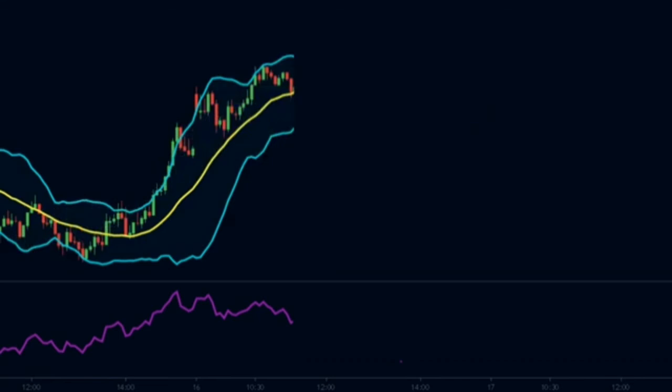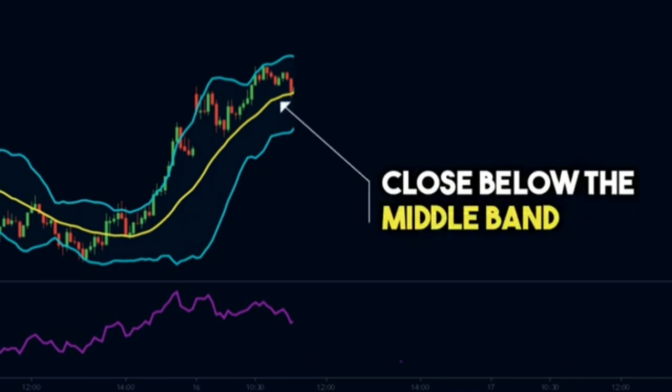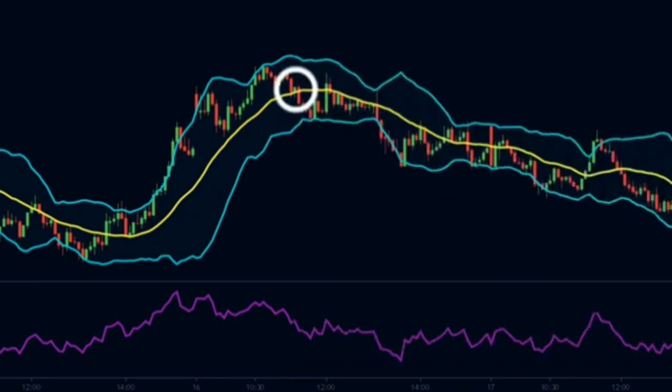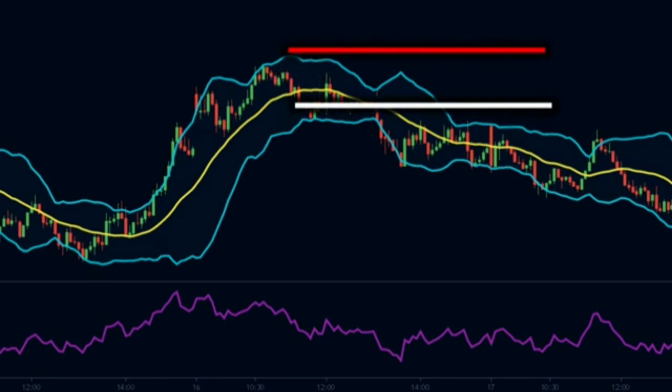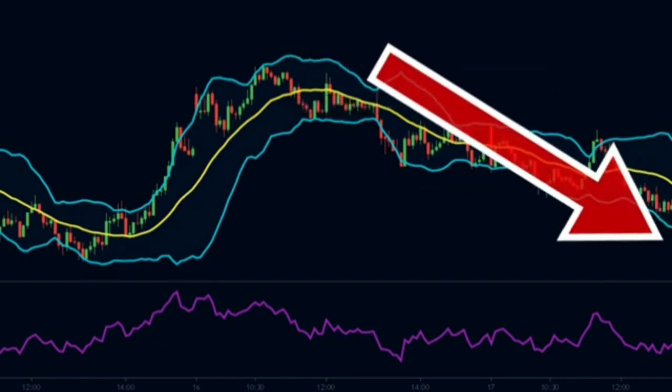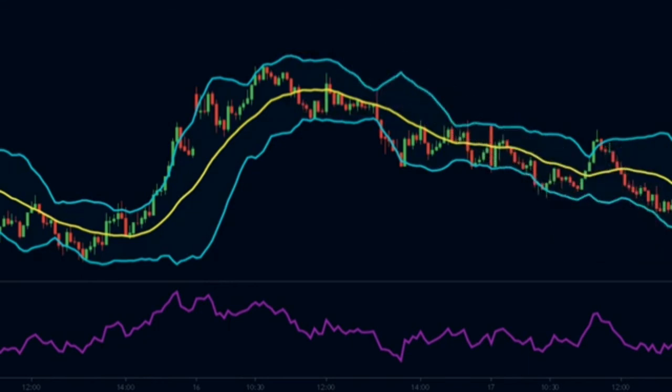This indicates that the uptrend has weakened and a reversal may occur very soon. But we will not sell the stock just yet. Instead, we will wait for the price to close below the middle band of the Bollinger Bands. Here is the candle that closed below the middle band. We will sell the stock here. We will keep our stop loss above the upper band, and we will keep our targets at 2:1 risk to reward ratio. The stock gave a 2% move within the next few hours after our entry.